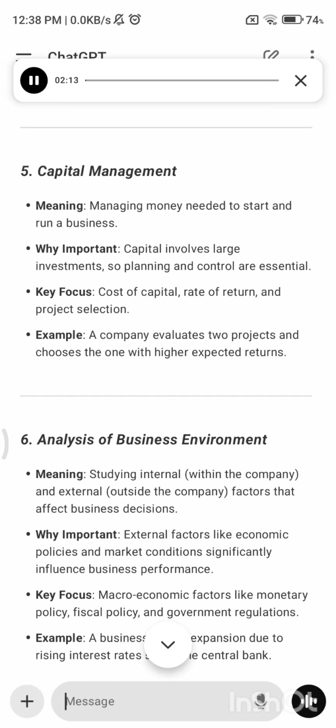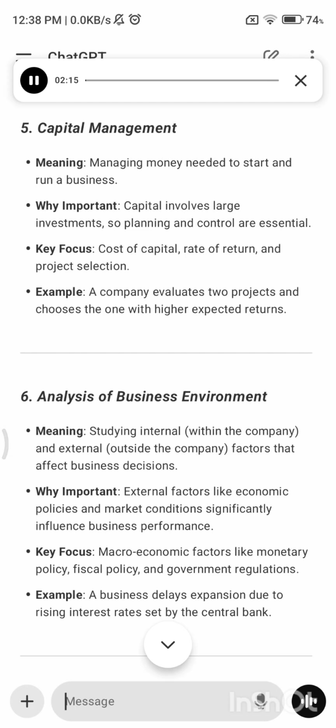5. Capital management, meaning managing money needed to start and run a business. Why important? Capital involves large investments, so planning and control are essential. Key focus: cost of capital, rate of return, and project selection. Example: a company evaluates 2 projects and chooses the one with higher expected returns.